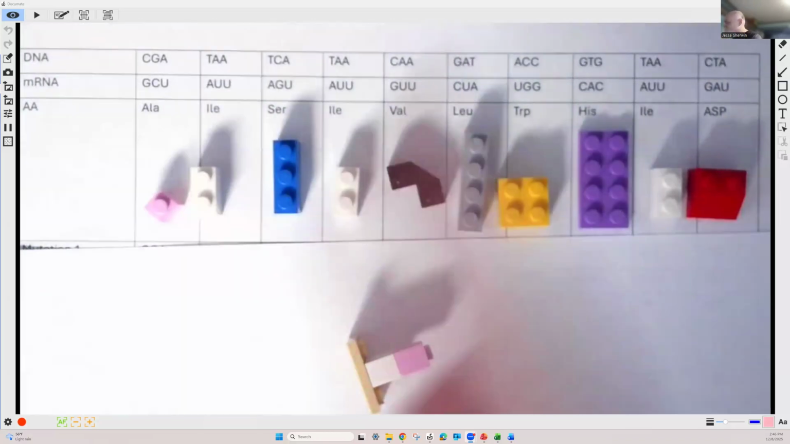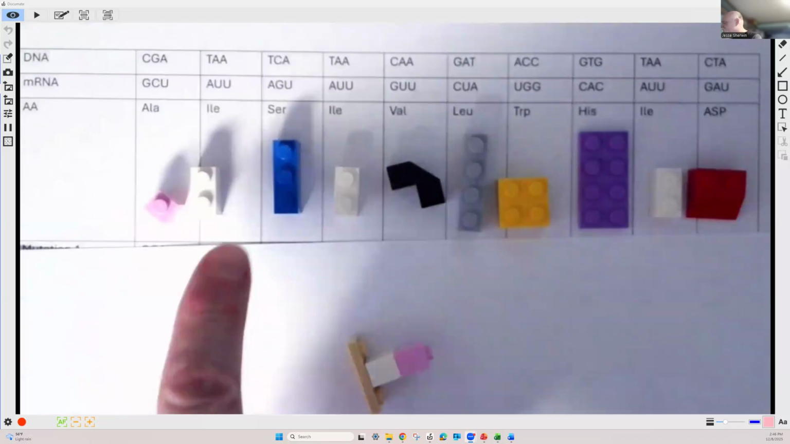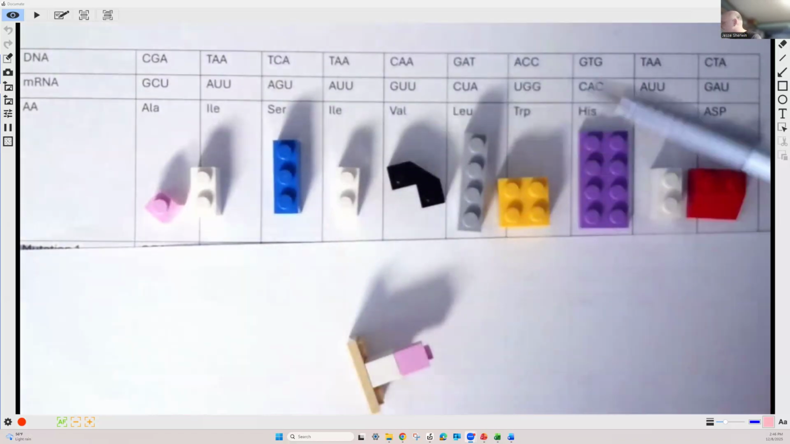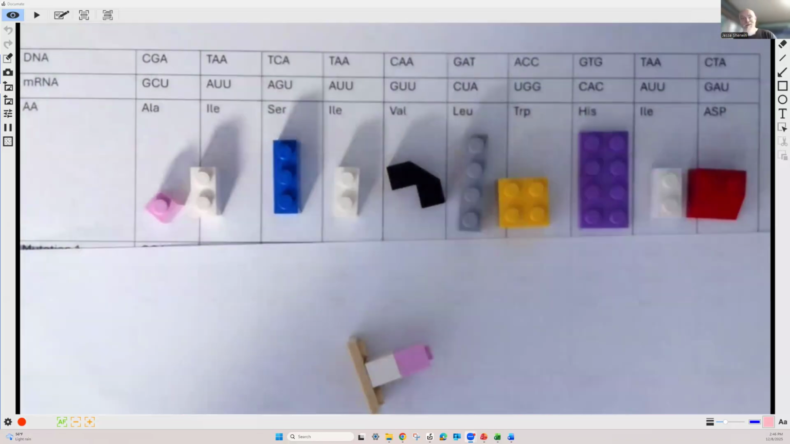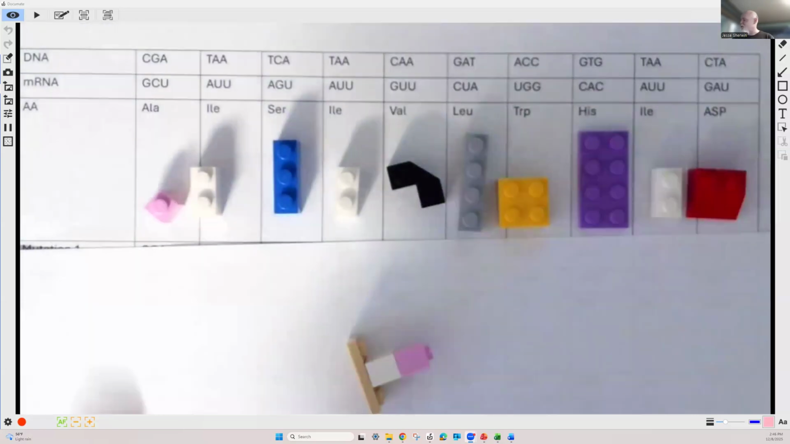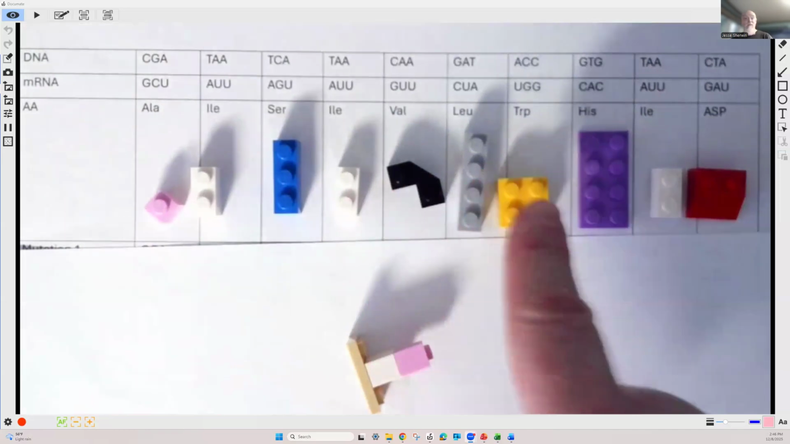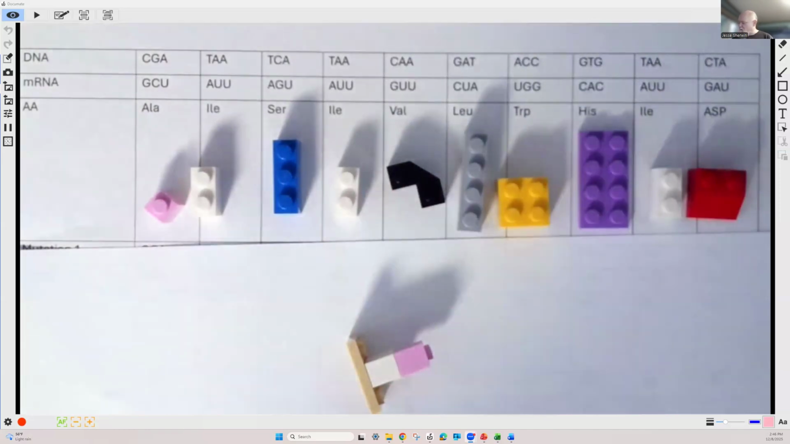So here's our sequence. We have alanine, isoleucine, serine, another isoleucine, valine, leucine, tryptophan, histidine, isoleucine, and aspartate, if I pronounce that right. And these get produced each one in series. The first one, the second one, the third one, the fourth one, the fifth one, the sixth one, the seventh, and it keeps on going on and on.